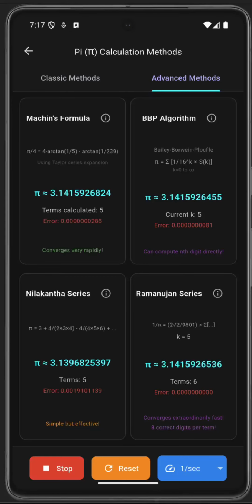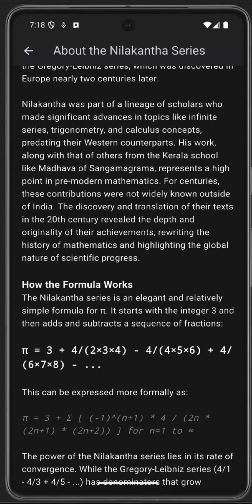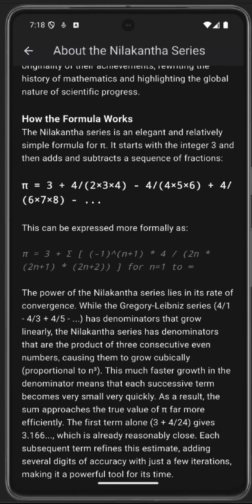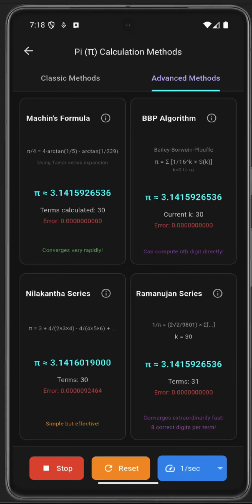The Nilkantha series is another infinite series for pi that converges much more quickly than the Leibniz formula. It starts with 3 and then adds, subtracts, and adds a series of fractions. The pattern involves fractions with denominators based on products of 3 consecutive integers, like 4 divided by 2 times 3 times 4, then minus 4 divided by 4 times 5 times 6. Its faster convergence means it yields more accurate results with fewer terms, making it a more effective, yet still conceptually simple, method.